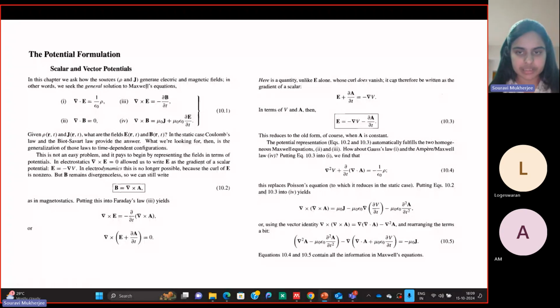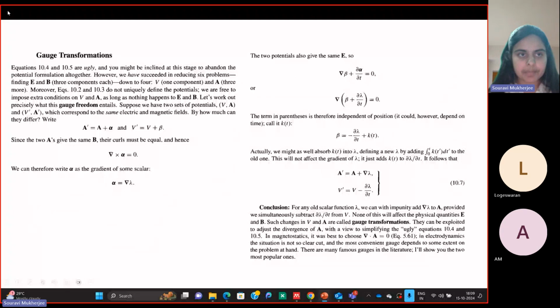So, but till now, what we have tried to do is write the electric and magnetic fields and the Maxwell's equations in terms of the scalar and vector potentials. Okay. Now, gauge transformation. So this is what I was talking about. So we will try to simplify our expressions by making some choice about our potentials. Okay. Keeping in mind that the electric and the magnetic fields should not change.